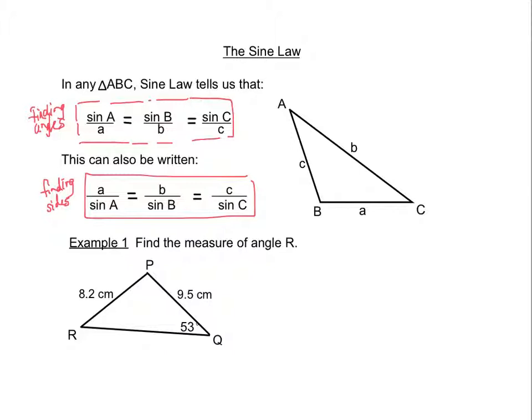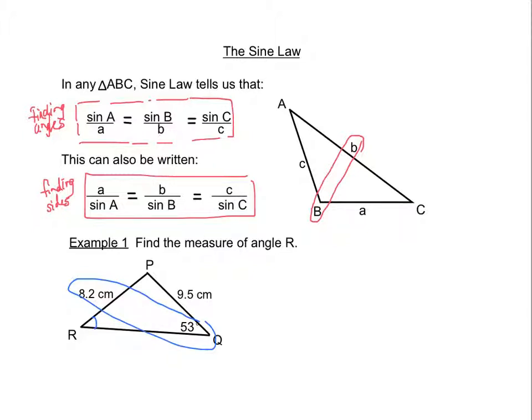What you do need in order to be able to use the sine law is the measure of a side and its corresponding angle. So say these two here. Okay, so we need to know a matching pair before we can use the sine law. So for example, in example 1, we are asked to find the measure of angle R. Okay, we know the length of side R, and we also know the measure of angle Q and side Q.